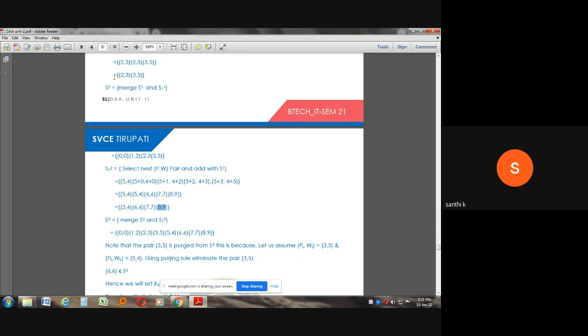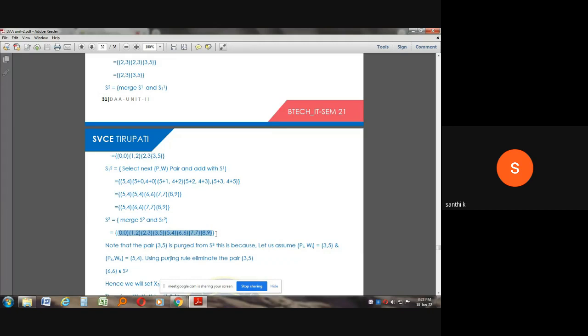You have to merge S2 and S1 power 2, so you will get all the 8 values. As we have 3 objects, we have generated 3 sets: S1, S2, S3. Now this is the final set, S power I.